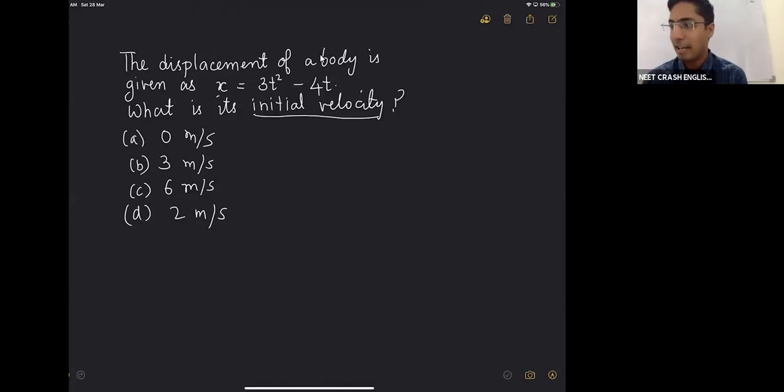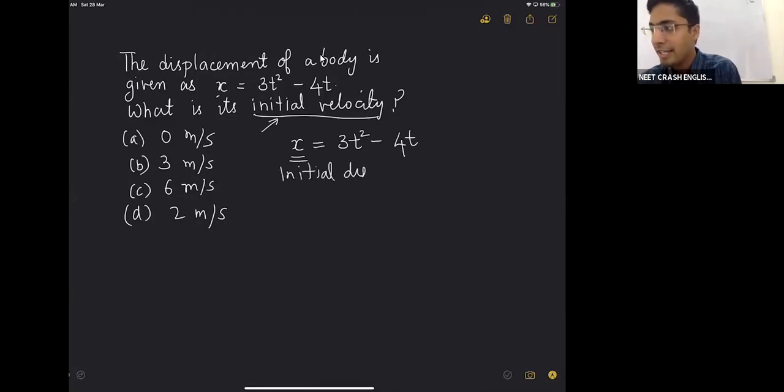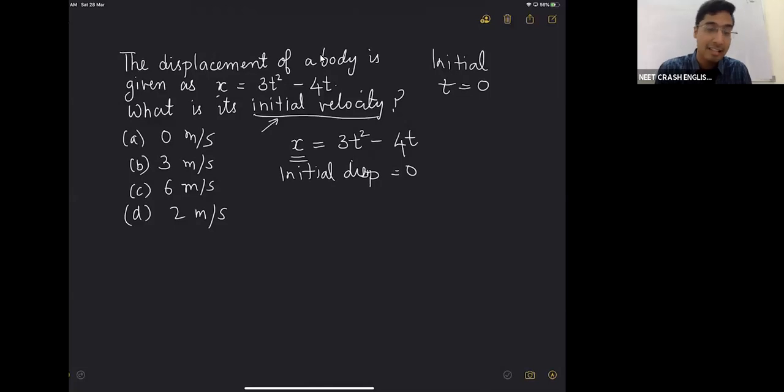Okay, let's do this now. Whenever you're given x is 3t square minus 4t, the first thing is the question asks for initial velocity, not initial displacement. This is displacement. If I asked you for initial displacement, the correct answer is 0, because you just substitute t equal to 0. Initial always means t equal to 0. Now, initial displacement is 0, but that's not what is asked in the question.